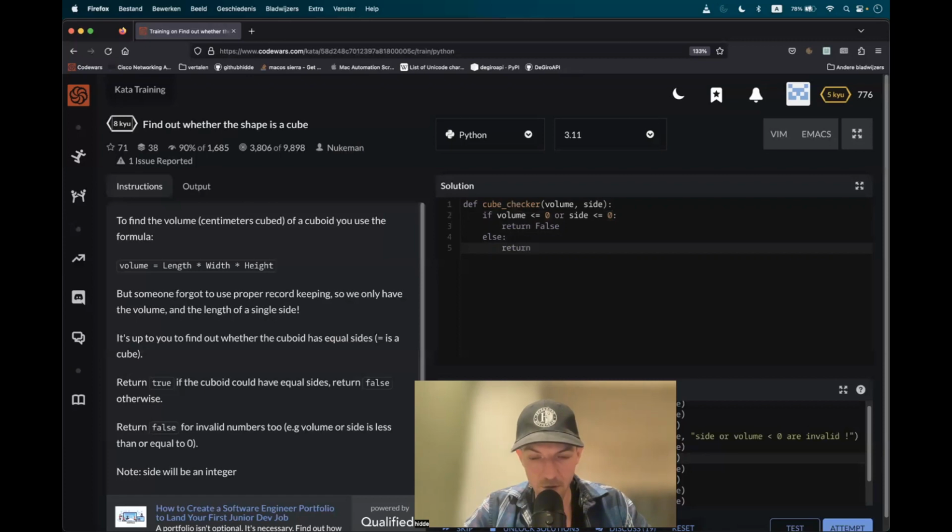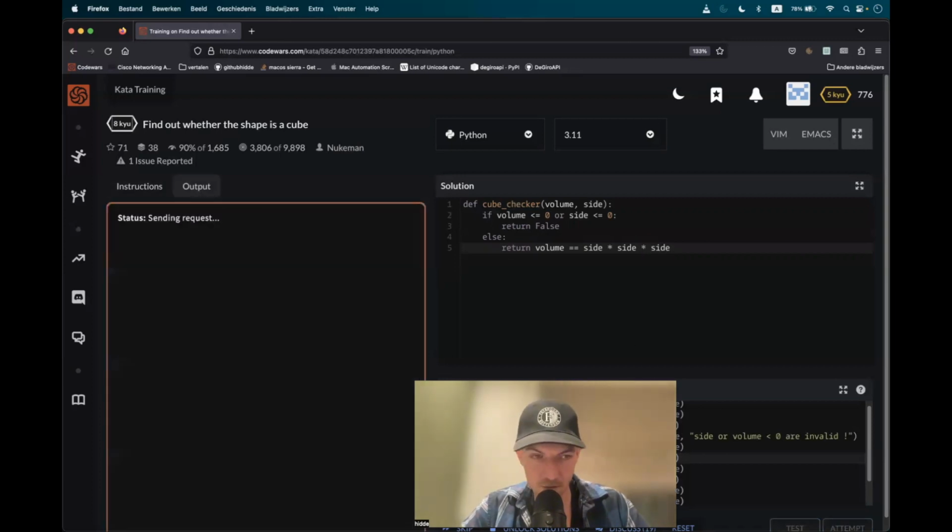Return if the volume is equal to, with double equal sign, the side multiplied by the side and then multiplied by the side. See, the length multiplied by the width multiplied by the height. Well, let's check it out.